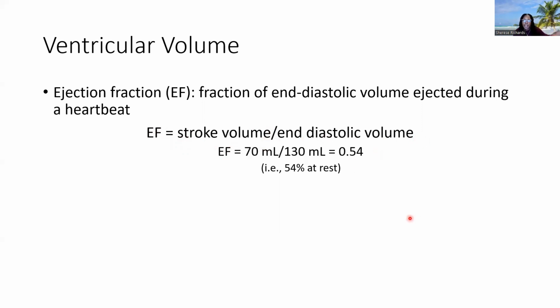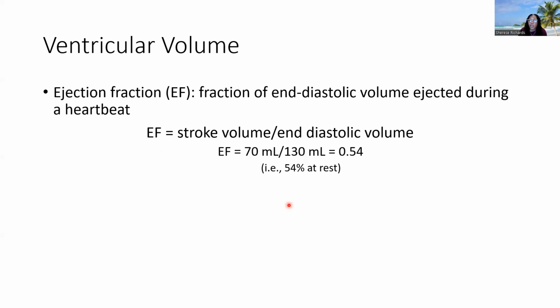And so if we take 70 milliliters, how much was ejected, and we divide that by 130 milliliters, how much was filled to begin with, that gives us a ratio or a fraction of about 0.54, which is 54% at rest. What this number tells us is 54% of our total filling volume was ejected at rest.